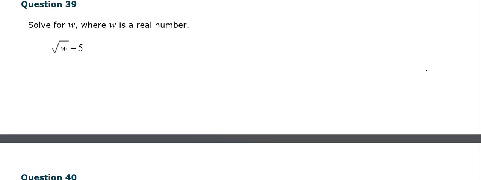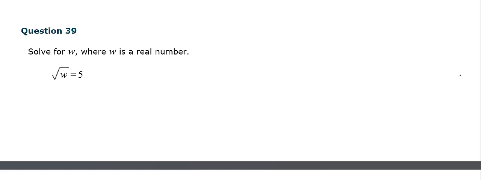Next, we're going to get into solving radical equations. So we have the square root of w equals 5. What we want to do is isolate the radical. It's already by itself. Nothing's added, subtracted, or multiplied times it. So next, I'll remove the radical. Since we're talking about square root, in order to get rid of the radical, I square both sides.